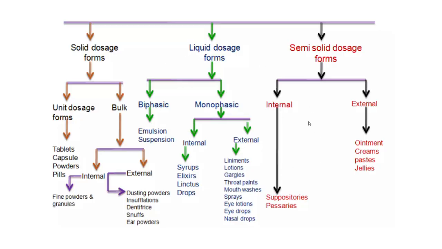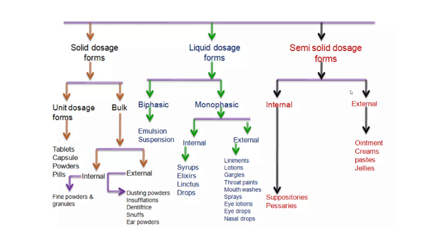And here is a layout for the solid dosage forms, liquid dosage forms and semi-solid dosage forms. You can comprehend all the parameters in these slides, how we can divide further the solid dosage forms into the unit dosage forms, where the bulk unit contains tablets, capsules, powder and pills, while the bulk contains internal and external, and these are other types. In liquid dosage form there are monophasic and biphasic; biphasic has two well-known names, the emulsions and suspensions, while for the monophasic there is internal and external phase, like syrups, elixirs, linctus and drops, and the external phase contains liniments, lotion, gargles, throat paints and many more.